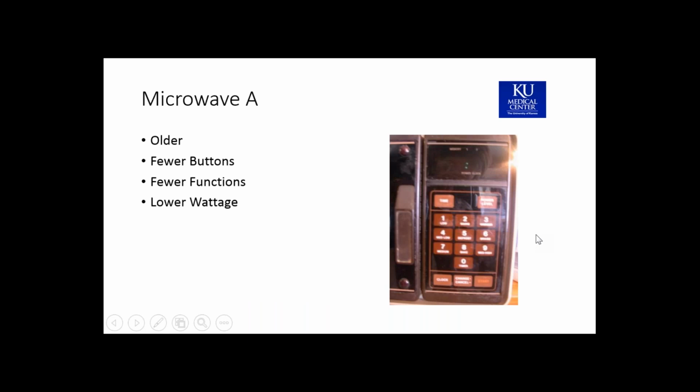I'm going to tell you about the features of these, and have you tell me which one you think this family might be using. This is microwave A. It's older. They've had it a while. It has fewer buttons, fewer functions, and a lower wattage. And when I think about just this picture, the numbers are pretty easy to see.